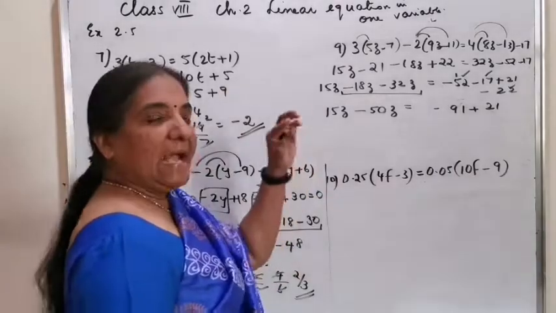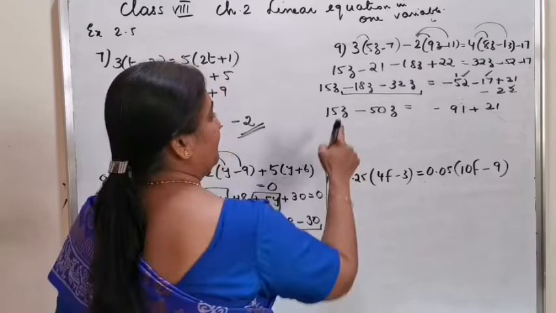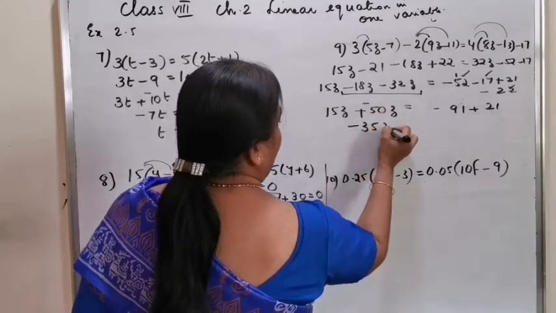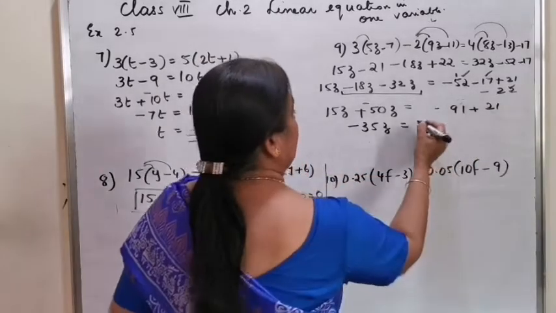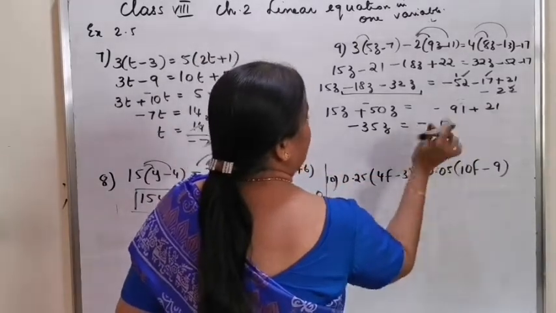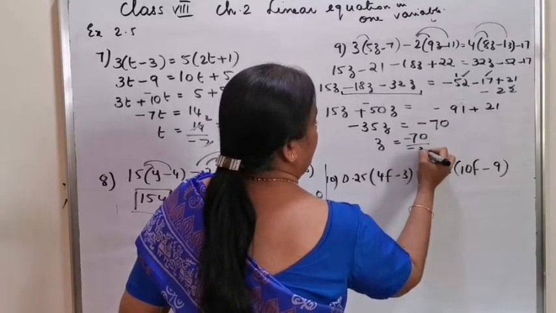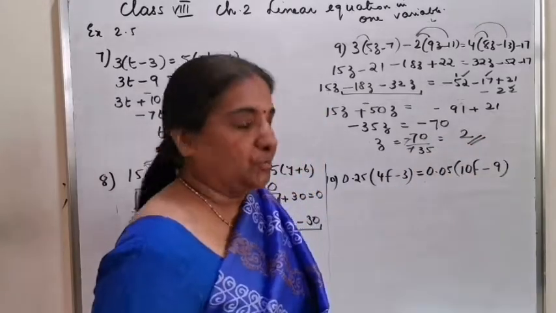The method is add the numbers with the same sign, then only you should go for subtracting. 15z minus 50z is minus 35z is equal to 21 minus 91, that is minus 90, sorry, minus 70. z is equal to minus 70 by minus 35, it is equal to positive 2.